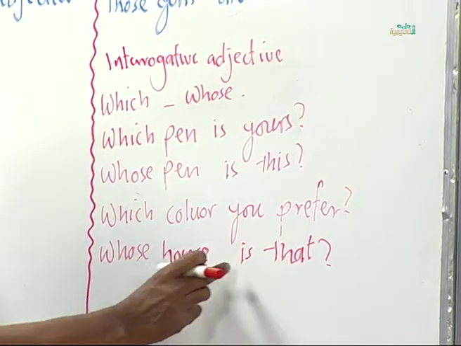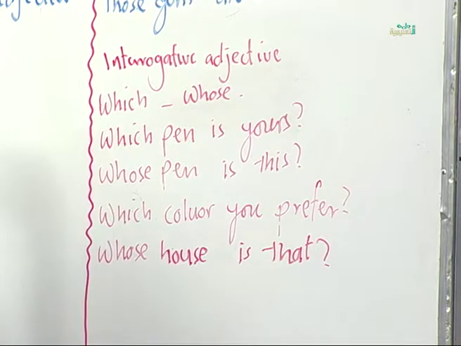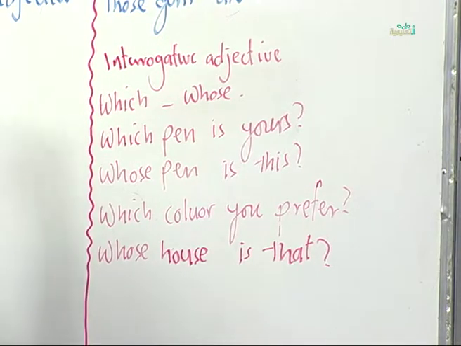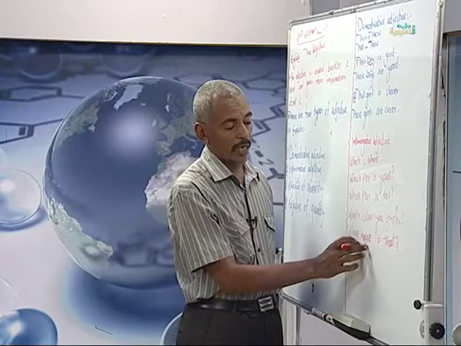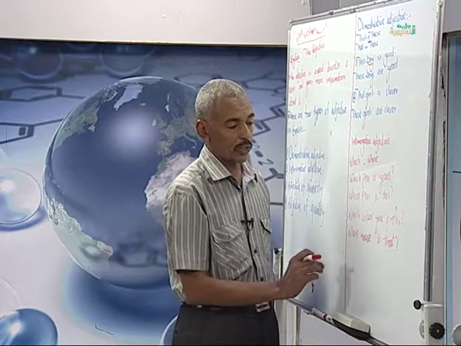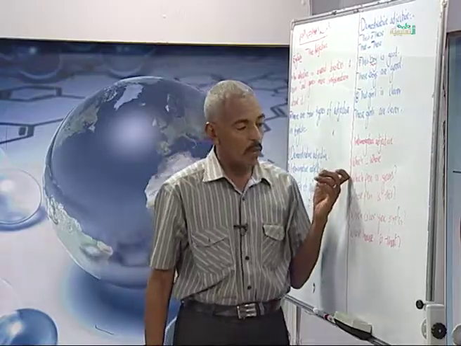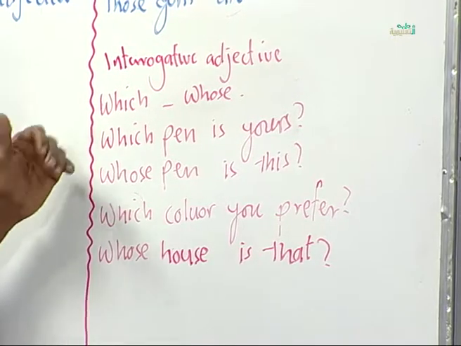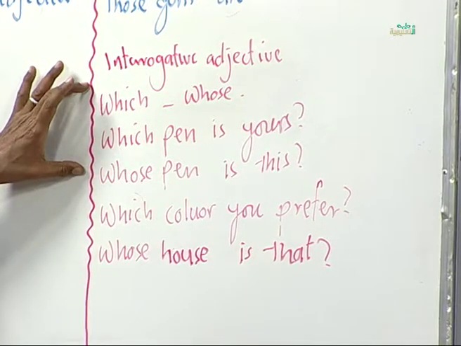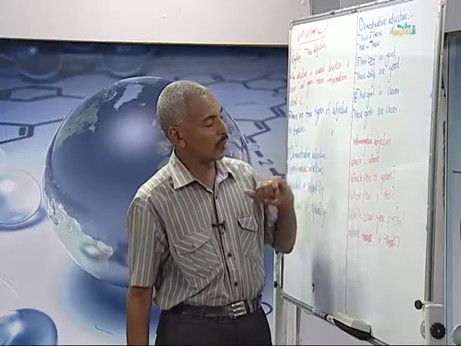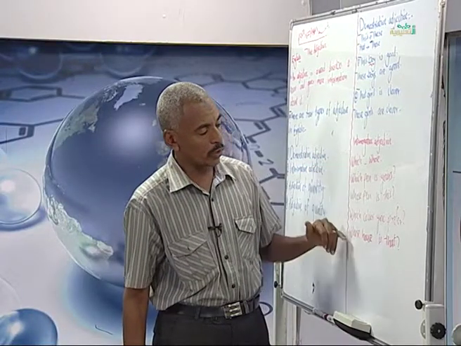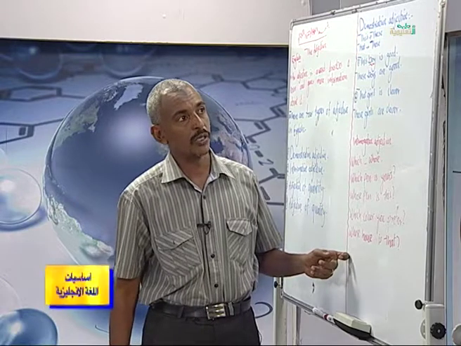Whose house is that? Say that you see a beautiful or nice house, and you ask about it. Whose house is that? Here, there is someone with you who is going to answer the question according to what you have here about the things that you ask about.